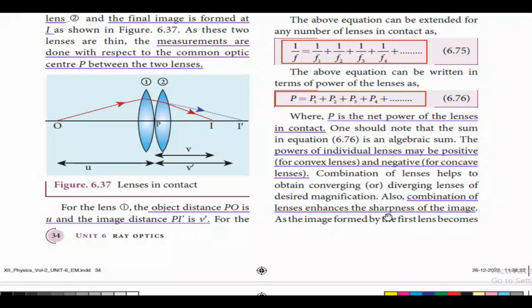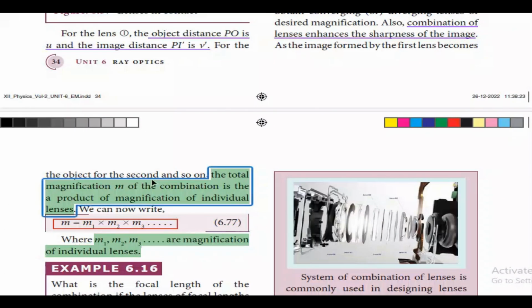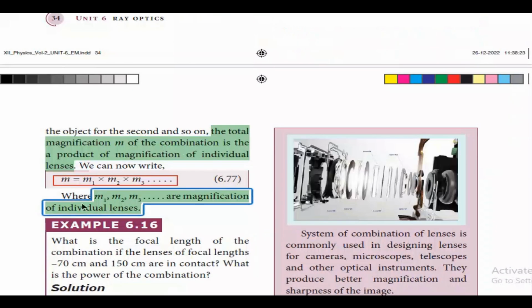As the image formed by the first lens becomes the object for the second lens and so on, the total magnification M of the combination is a product of magnification of individual lenses. Therefore, the expression for the magnification of the combination of lenses is given by M is equal to M1 into M2 into M3 and so on. That is, M1, M2, M3 are the magnifications of individual lenses.